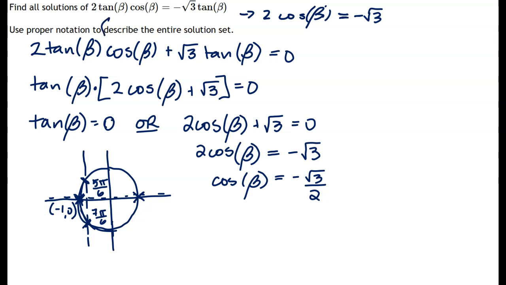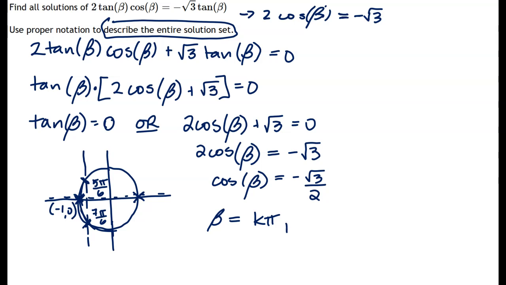So we're supposed to describe the entire solution set. For tangent, we're going to find that beta has to equal, you could just go k pi, 0 plus k pi, or pi k, whichever order you like. You could also do pi plus k pi. You could do 2 pi plus k pi. Pick any one of those, but it's kind of neat when you do 0 because then you're just writing k pi, any integer multiple of pi.